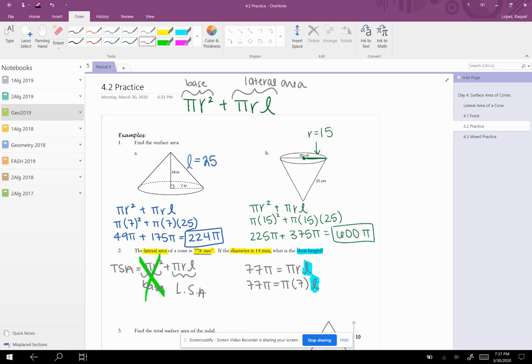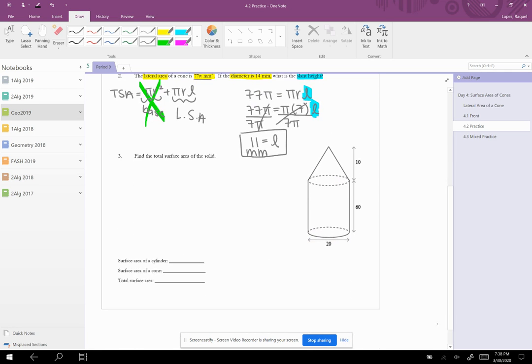To undo that, or to get L by itself, I'm going to divide both sides by 7 pi. That gets rid of it over here. Divide this side by 7 pi. Now I've got pi in my numerator and pi in my denominator, so that cancels out. Now 77 divided by 7 is 11, and that's your slant height. So your slant height is 11 millimeters, and you're done.